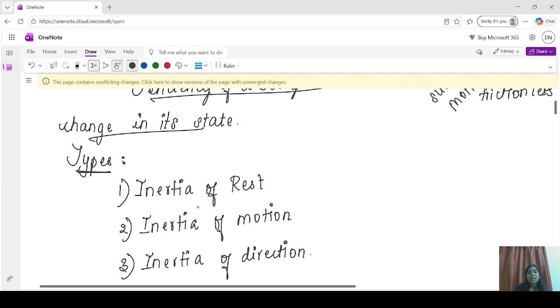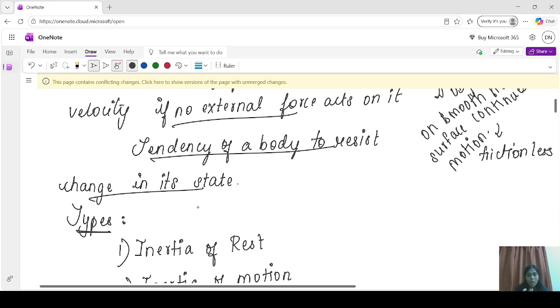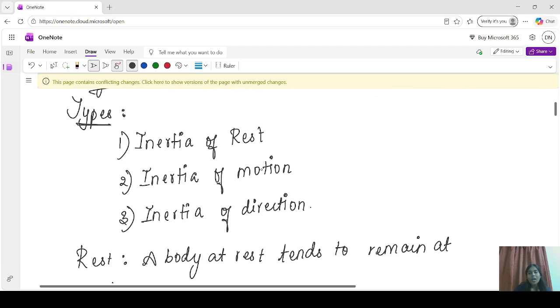Now, there are three types of inertia. A body resists starting motion, stopping motion, and changing direction. And that is a state where we are calling it inertia. Inertia is the tendency of a body to resist change in its state. Now, let us see the types of inertia: inertia of rest, inertia of motion, and inertia of direction.